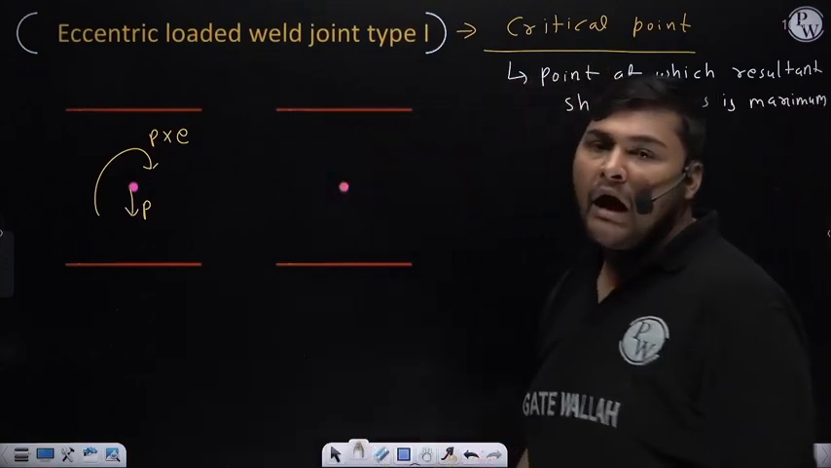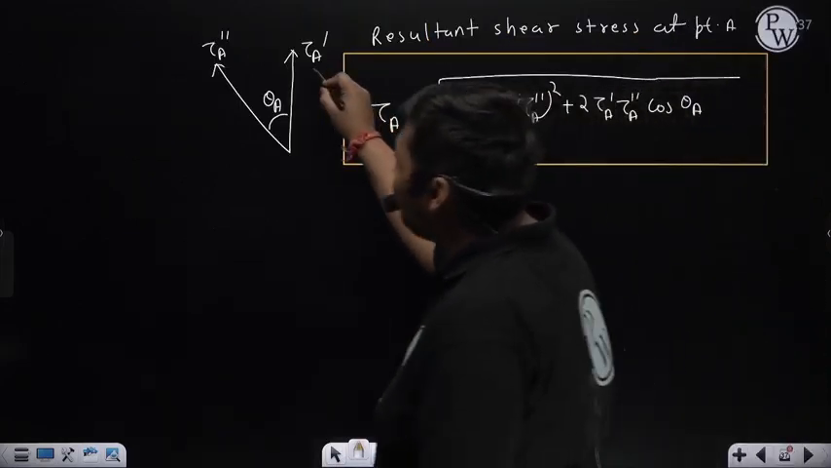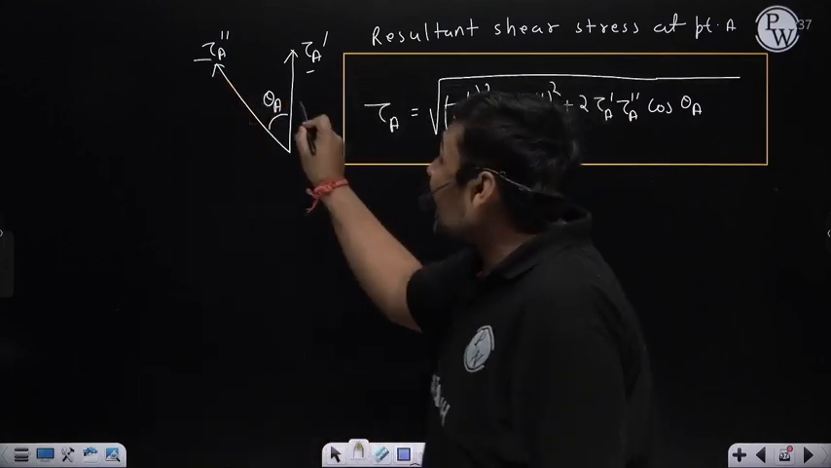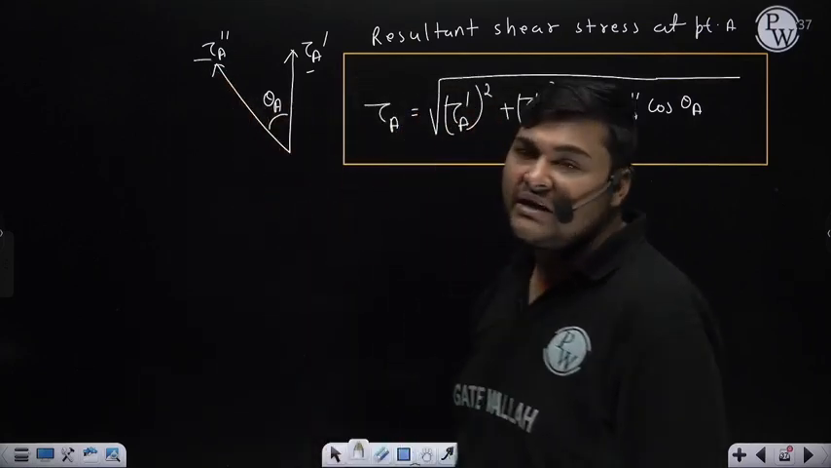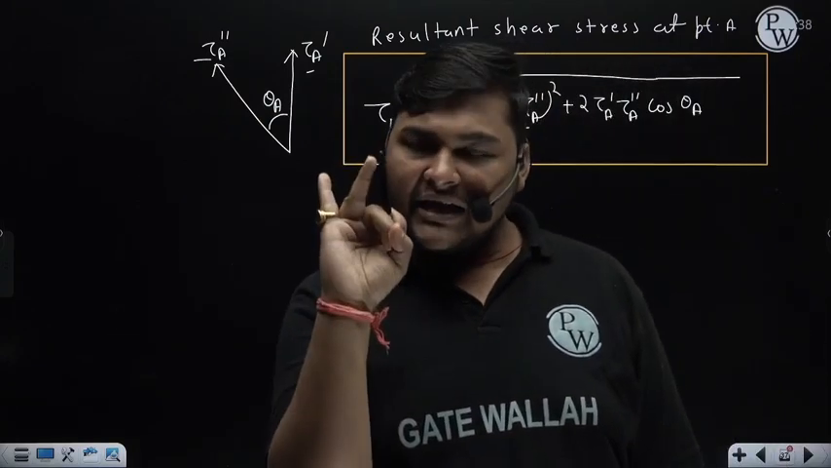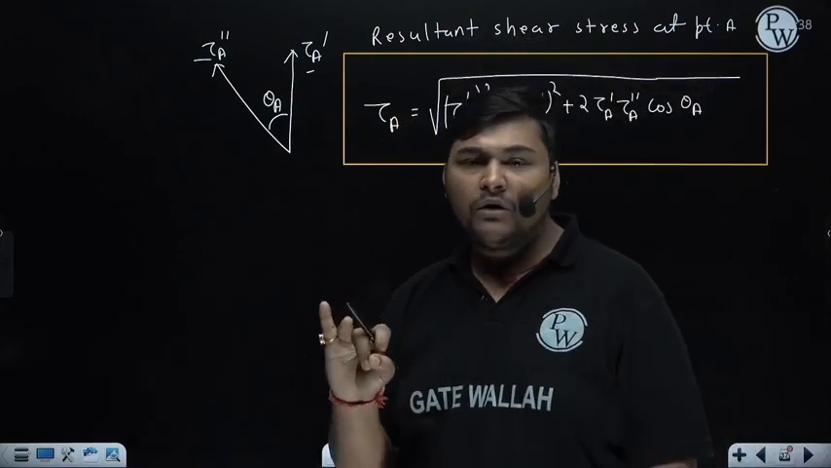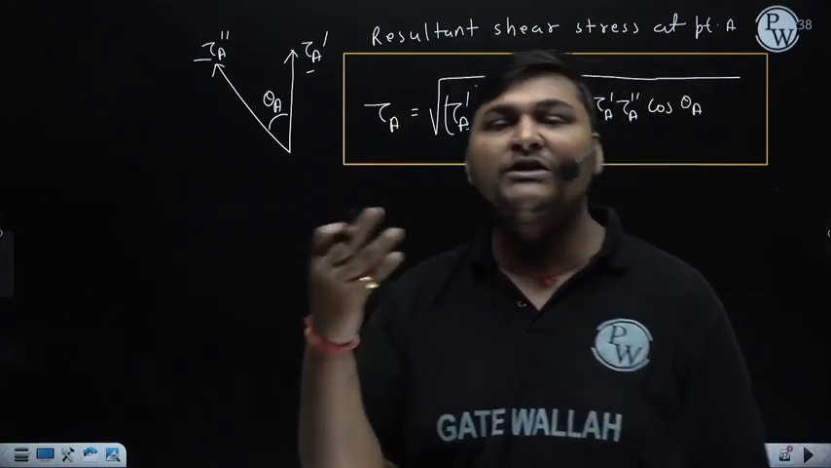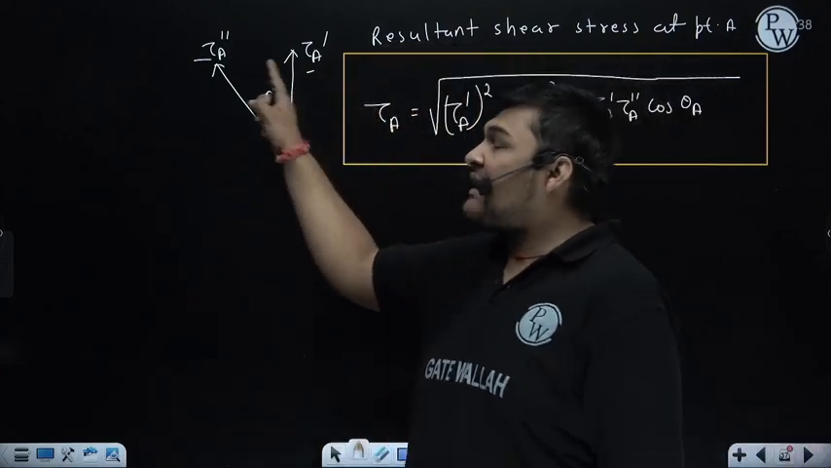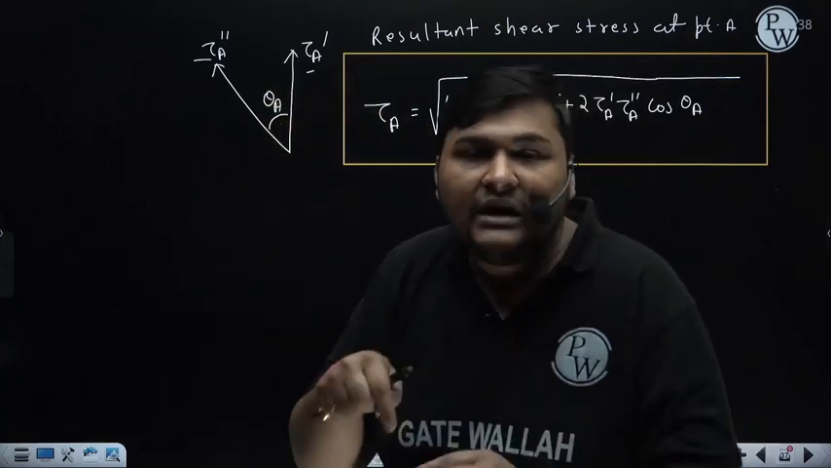Now this resultant shear stress will depend upon the magnitude of primary shear stress, the magnitude of secondary shear stress, and the vector angle between primary shear and secondary shear. If primary and secondary are more, stress is more, meaning their resultant will also come more. Now for the same value of primary and secondary shear stress, if the vector angle is less, then the resultant will be more.